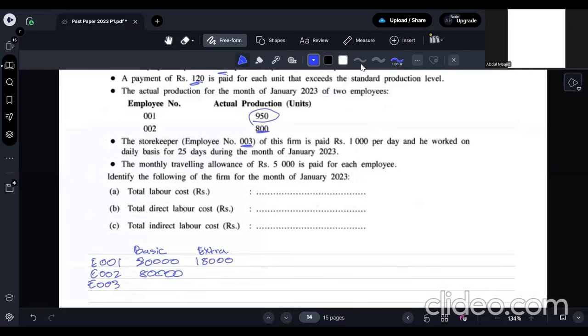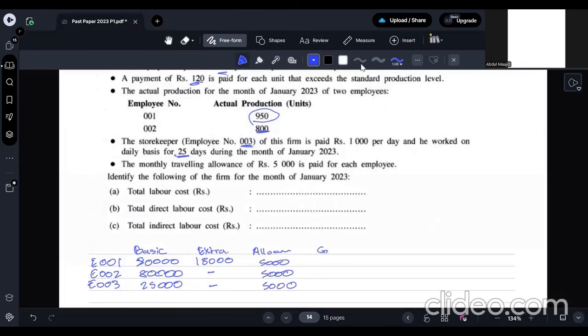Employee 2 has not produced anything extra. Okay. The storekeeper of this firm is paid 1,000 per day and he worked on a daily basis for 25 days. Then his salary will be 1,000 into 25 days, that is 25,000. You can put that under his basic salary. Okay. The monthly traveling allowance of 5,000 is paid for each employee.